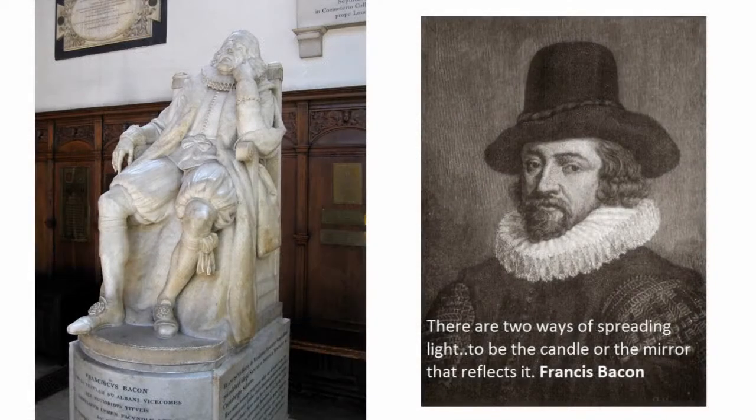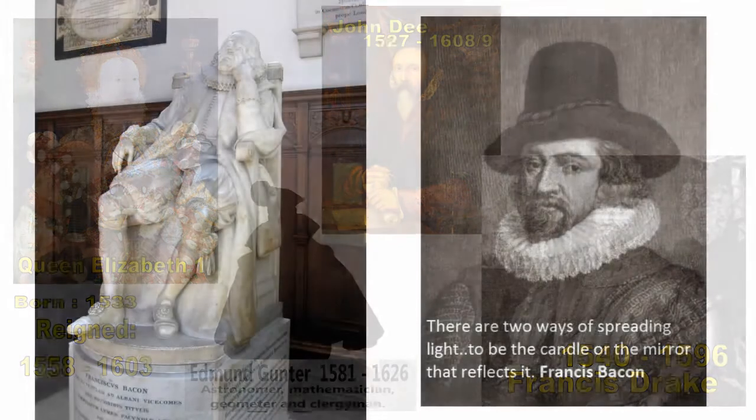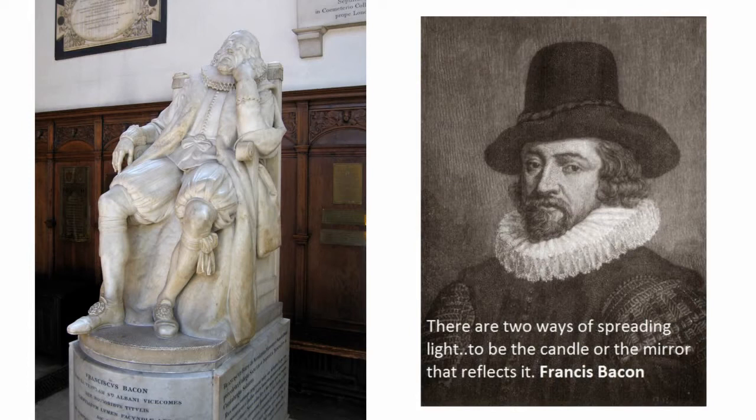But now we want to have a look at Sir Francis Bacon, because he was not high up in Queen Elizabeth's court, but with her death we really saw the importance of him as an individual on the rise. He might have been on the periphery during Queen Elizabeth's time, but he was basically a contemporary of John Dee, Francis Drake, and Edmund Gunter.